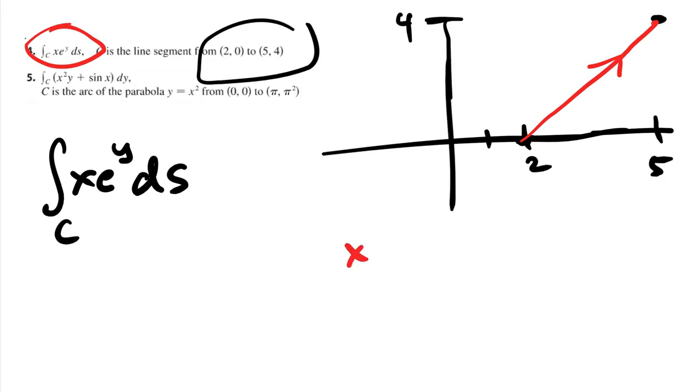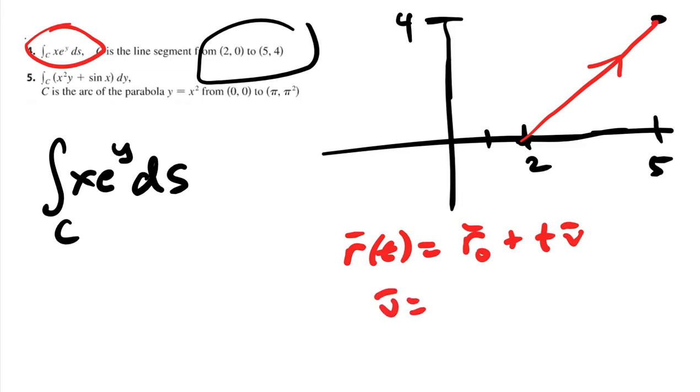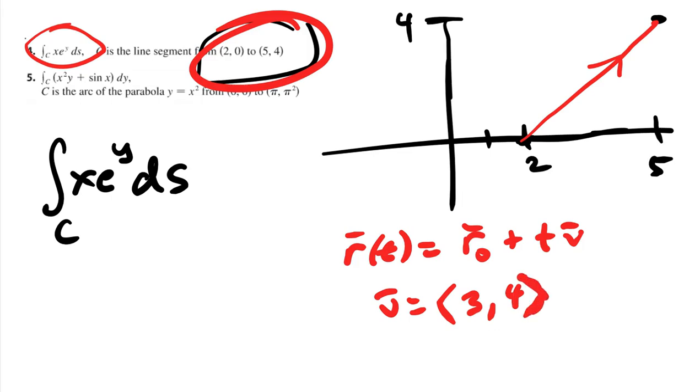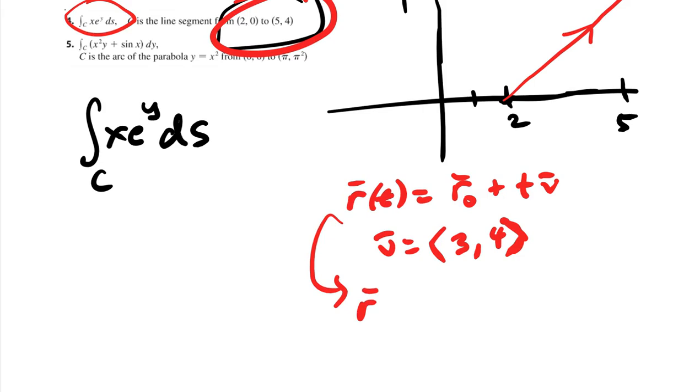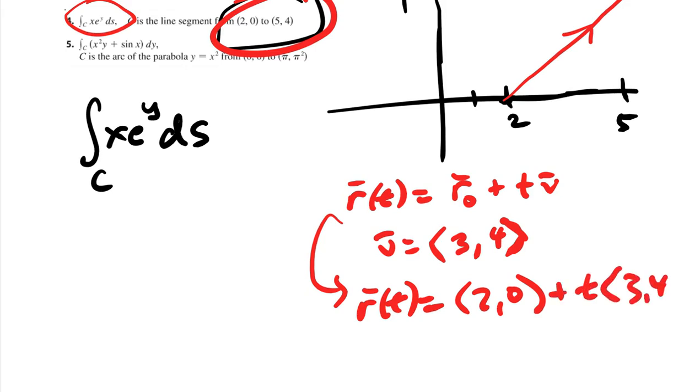So the line is r of t. I like to use this formula here. r of t is r naught plus t v. There's another one, but this is easy as well. So v will be the vector that's parallel to it. So this will be 5 minus 2, which is 3, and then 4. And then the r naught will be just one of the points. And so r of t is r naught, so it's (2, 0) plus t times (3, 4).